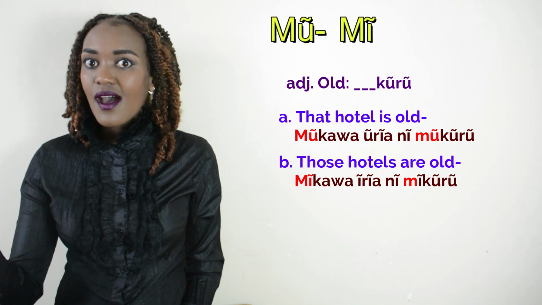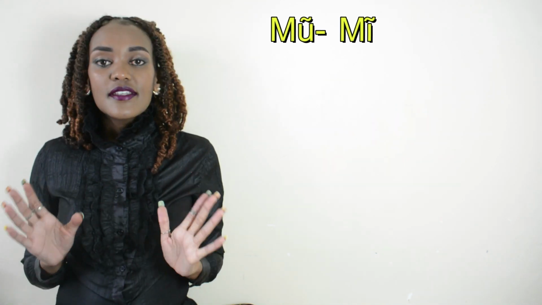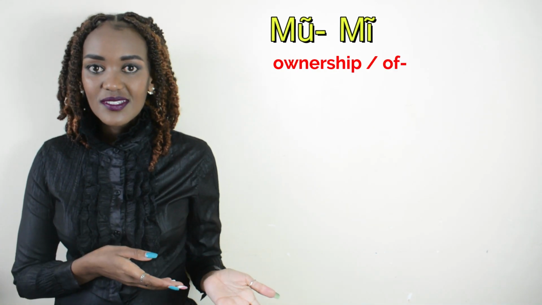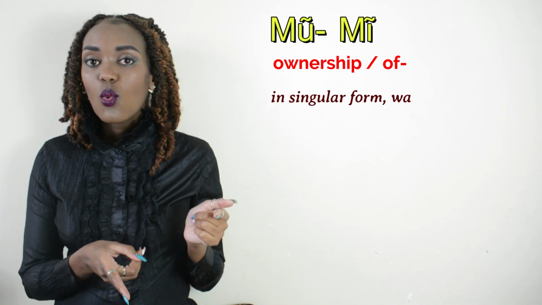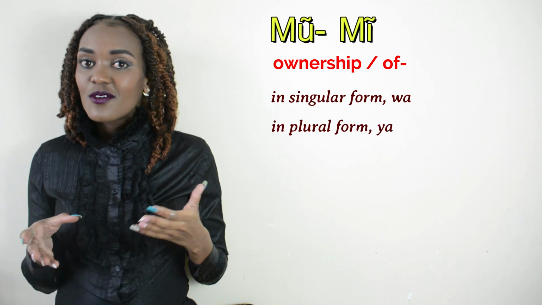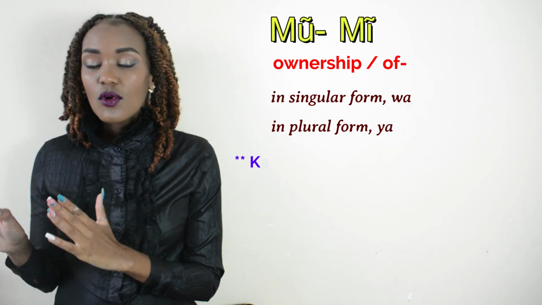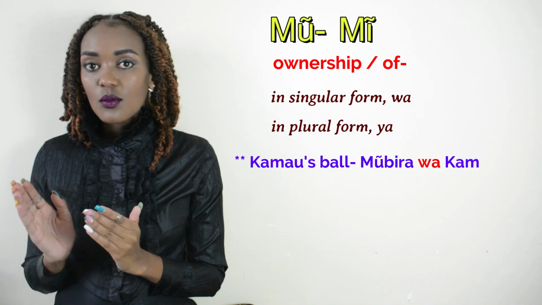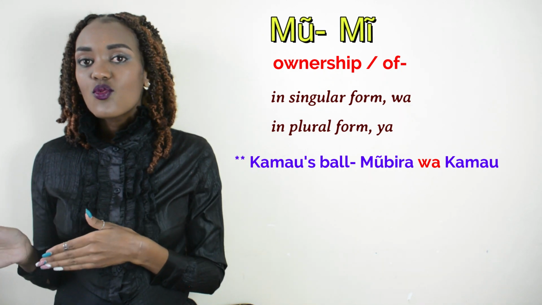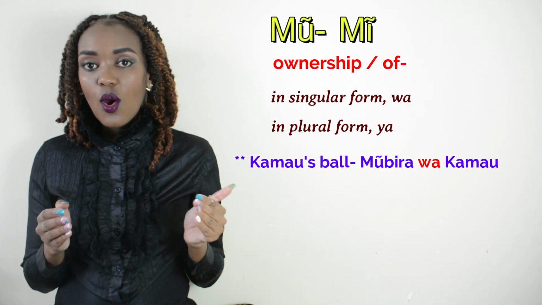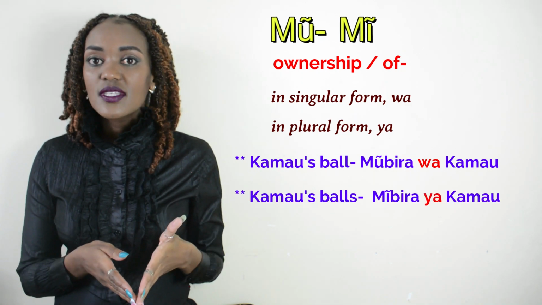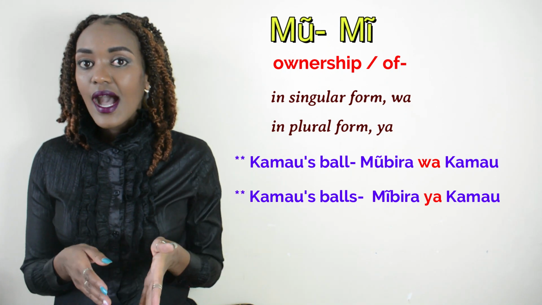Now the last part is when we want to say of or belongs to someone. The singular form will be wa. The plural form will be ya. For example, Kamau's ball. We're going to say Mofira wa Kamau. If he had many, we are going to say Mefira ya Kamau.